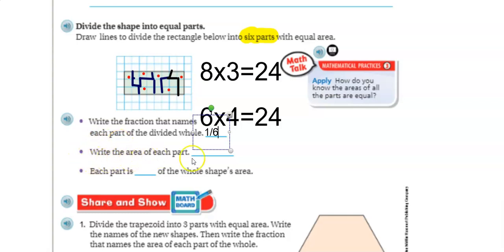Write the area of each part. Remember, the area is the inside of each part. So hopefully you're seeing that it covers 4 unit squares. So that's how much it covers. So each part is 1/6, 2/6, 3/6, 4/6, 5/6, 6/6. So each part is 1/6 of the whole.